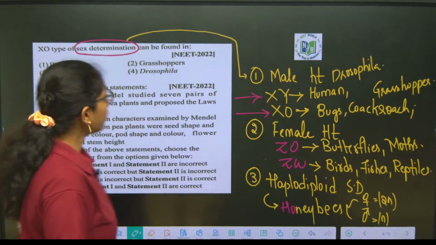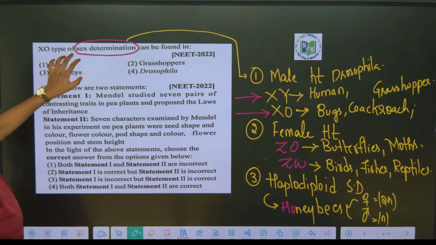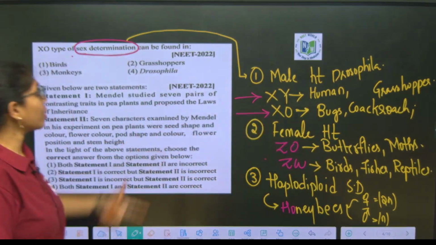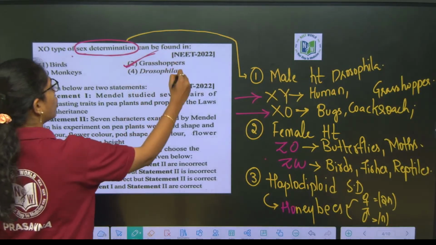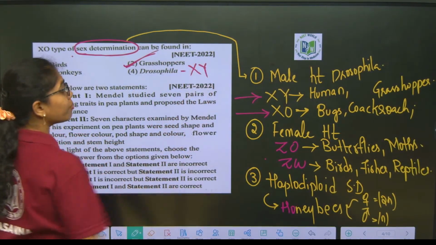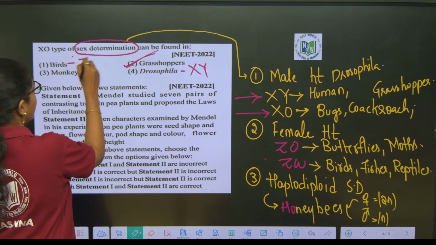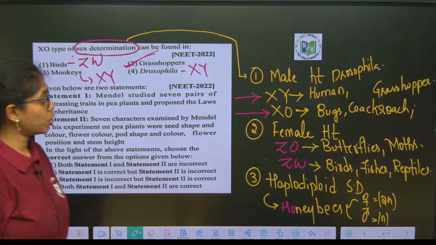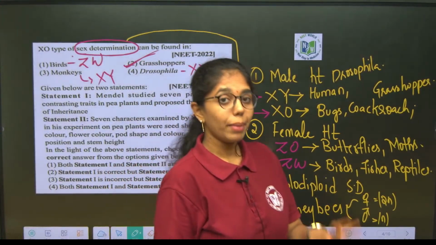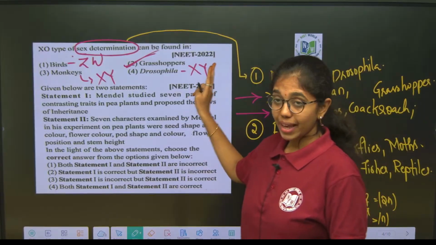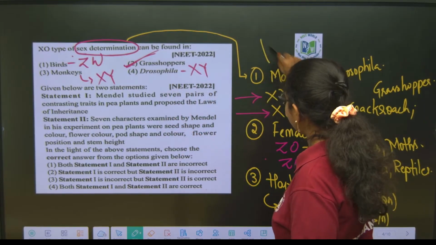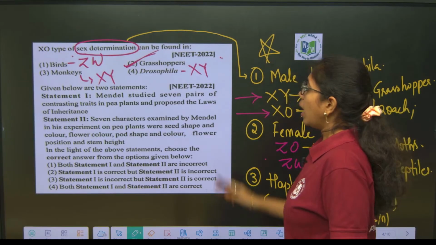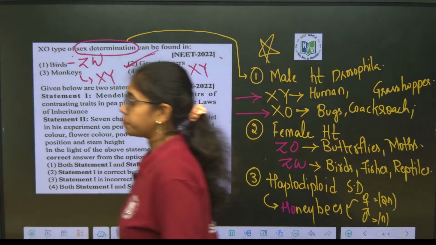Clear, right? Now we look into the options carefully. XO type of sex determination is observed in bugs, cockroach and grasshopper. What will be the right answer? Grasshopper. Drosophila will show XY mode of male heterogamety, birds ZW mode of female heterogamety, monkeys, apes and human beings also show male heterogamety, that is XY type. All these examples are important. This appeared in NEET 2022.